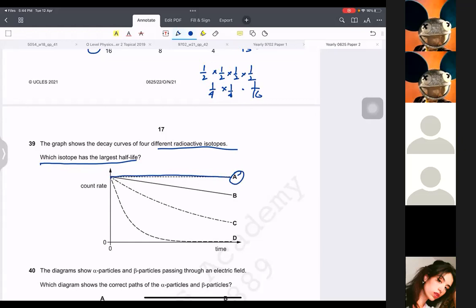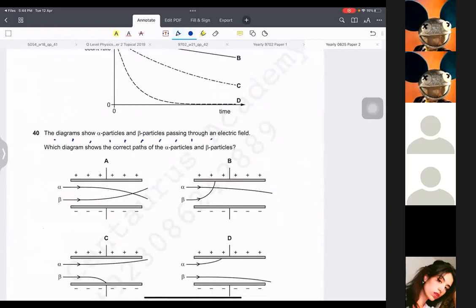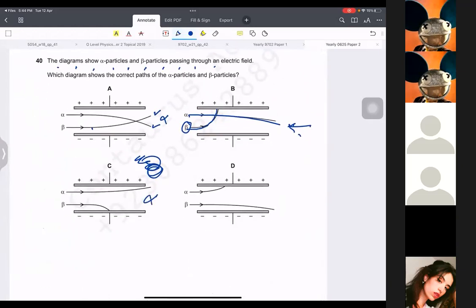So the diagram shows an alpha particle and a beta particle in an electric field. Which diagram shows the correct path? The alpha particle will always go towards negative. That is correct. The beta particle will go to this, but that's wrong. They have different masses, so they should have different paths. Beta has almost no mass, so it will quickly go towards positive. The alpha will slightly move. This seems a fair option to me. This is wrong, this is wrong. So B is the correct answer.